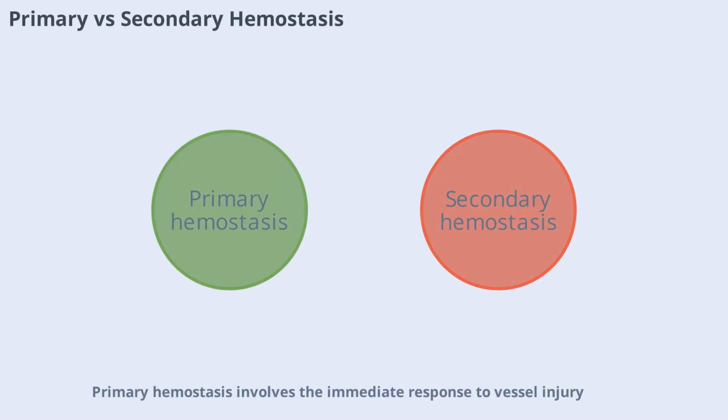Primary hemostasis involves the immediate response to vessel injury, where platelets adhere and aggregate to form a temporary plug. Secondary hemostasis is the activation of the coagulation cascade, resulting in the formation of a stable fibrin clot.